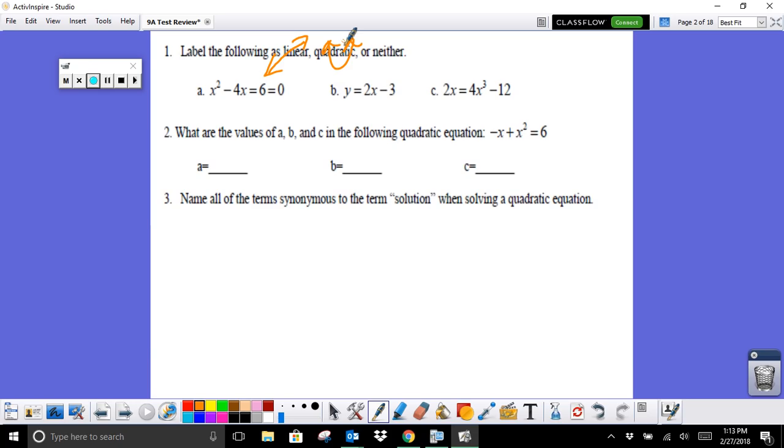So if you look at A, you notice this is equal to 0, so if you needed to type this in the calculator right now, you could. But I can see that because this is squared, that means this is going to be a quadratic. Which if you were to type this in the calculator, you would notice that this is a parabola. Number 2, or B, you can see that this is in the form of y equals mx plus b, which means that this is linear. If you were to type that in the calculator, you would see that that would be a straight line.